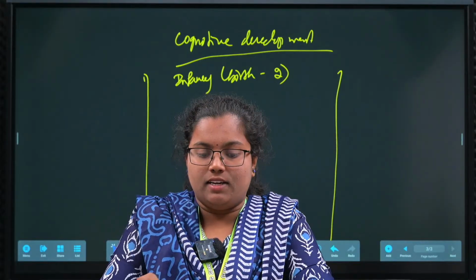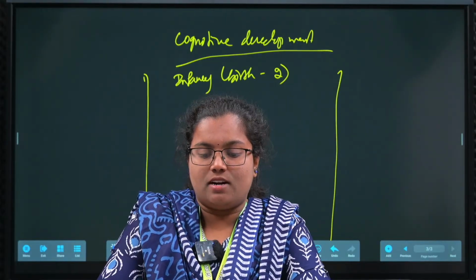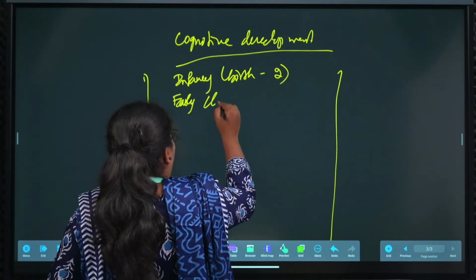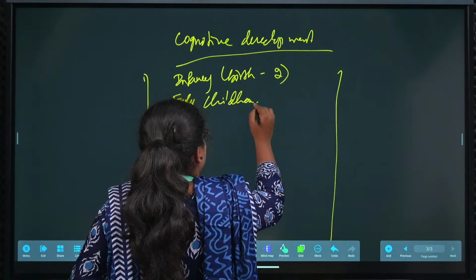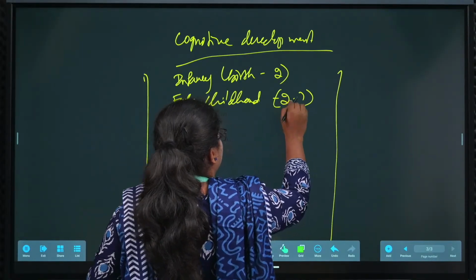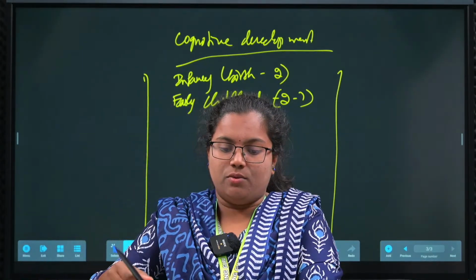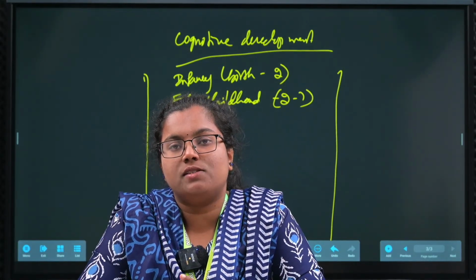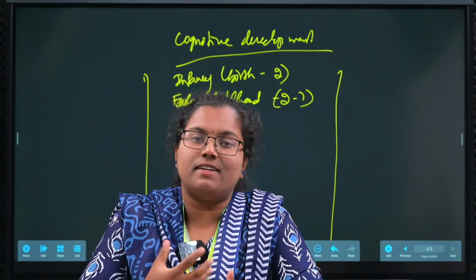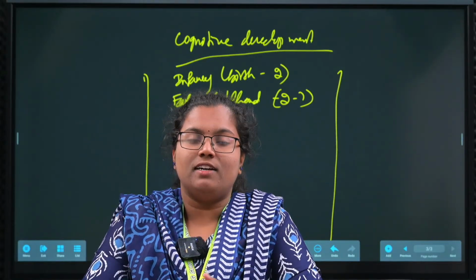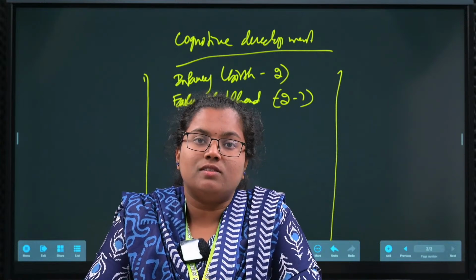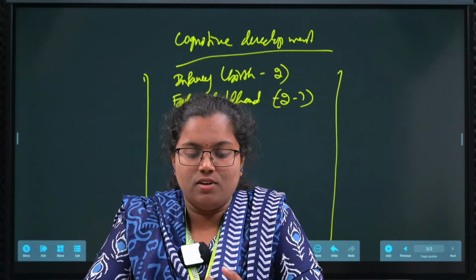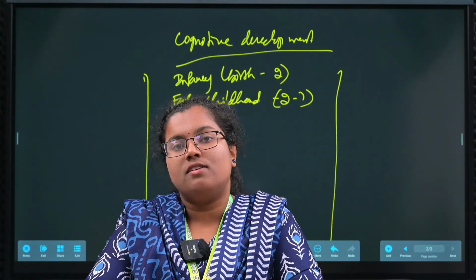And the second one is early childhood. It will start from 2 to 7 years. Early childhood, from 2 to 7 years. In this duration, the child will start to use symbols to represent things. The child will start to show gestures and symbols to represent things. This is about early childhood, from 2 years to 7 years.